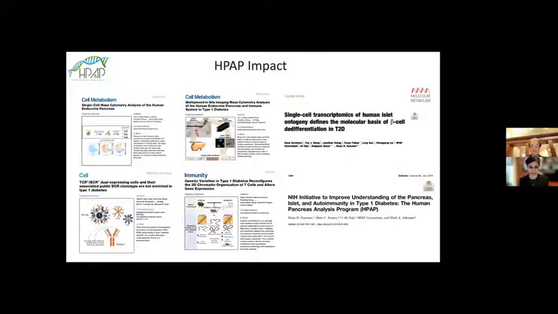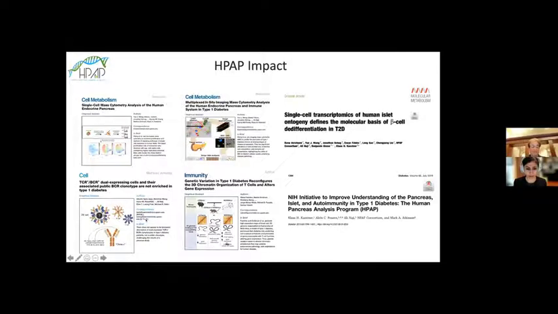Okay. And I'm going to give you also some evidence of the HPAP impact, some of the critical papers that were produced by HPAP over the last 4 years. For instance, we developed single-cell mass cytometry for the analysis of the endocrine pancreas. We then also did tissue multiplexed imaging mass spectrometry to look at tissue sections in great detail. We did a great study on single-cell transcriptomics of human islets from very young individuals to old ones and compared them to type 2 diabetics.